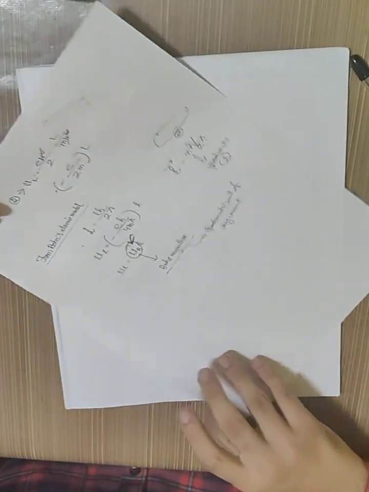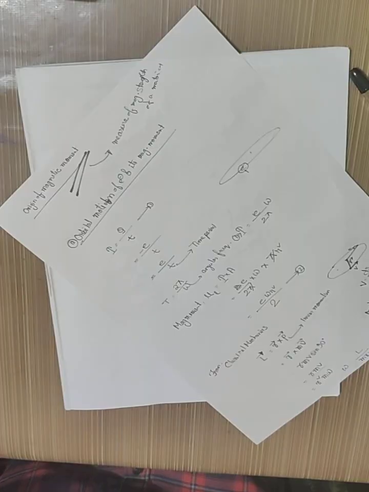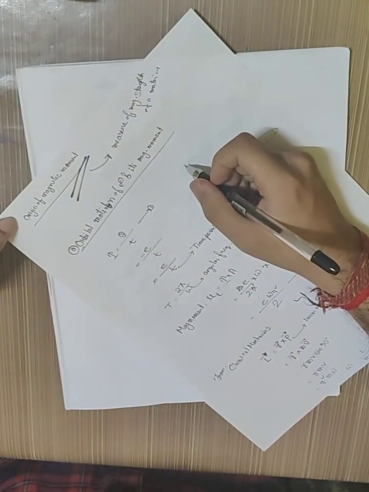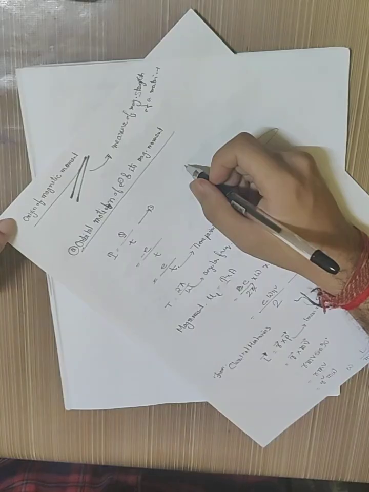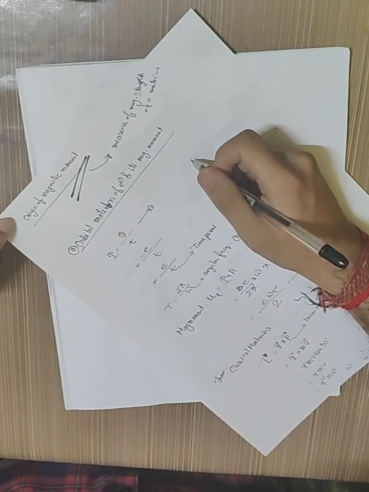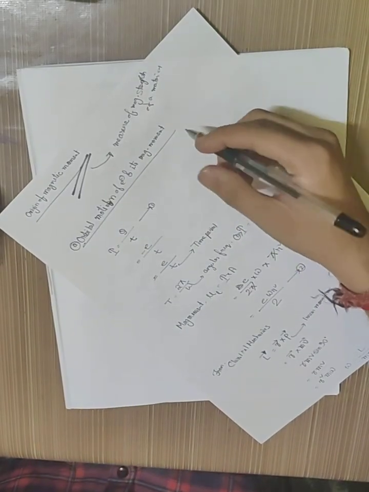Next we will discuss the second case, that is due to spin, how the spin of electrons generates magnetic moment. We'll discuss it in the second part.